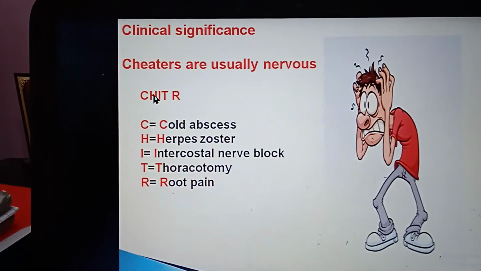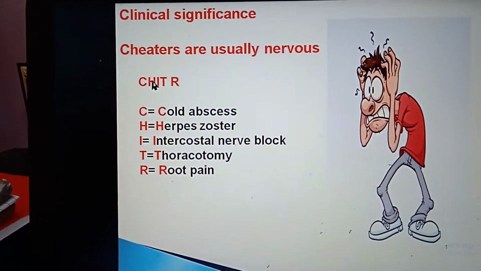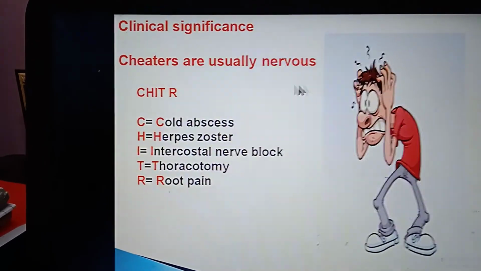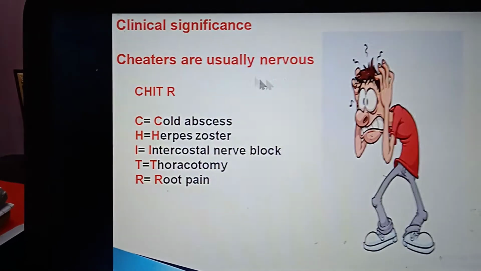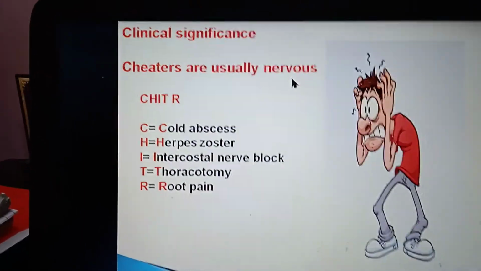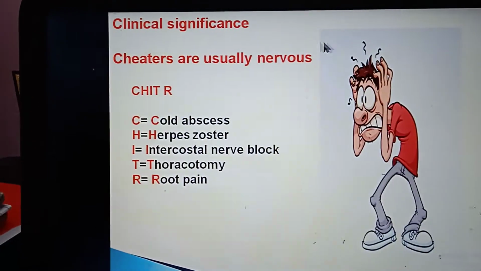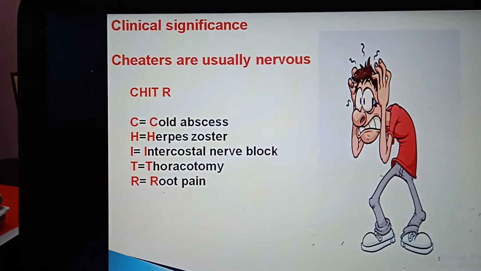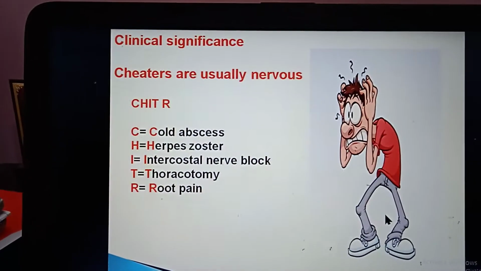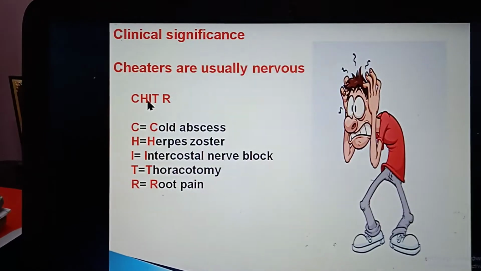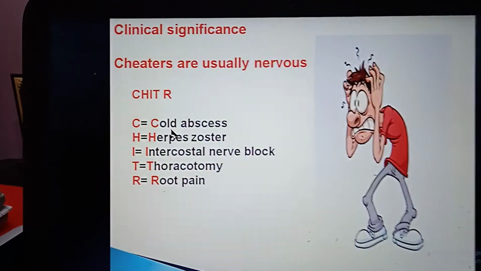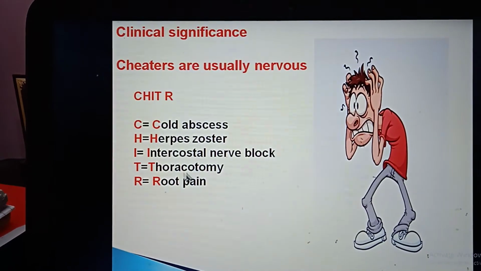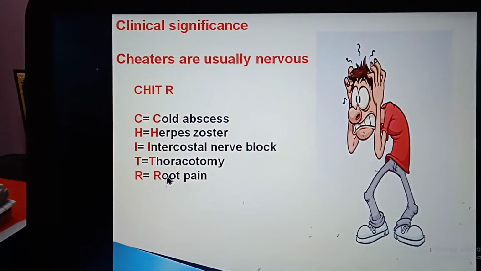Now come to clinical significance. Cheaters are usually nervous. Here the nervous stands for nerve, which gives a clue that we are talking about the nerve, the intercostal nerve. Cheaters: CHITR, that is the cold abscess, herpes zoster, intercostal nerve block, thoracotomy, and the root pain.